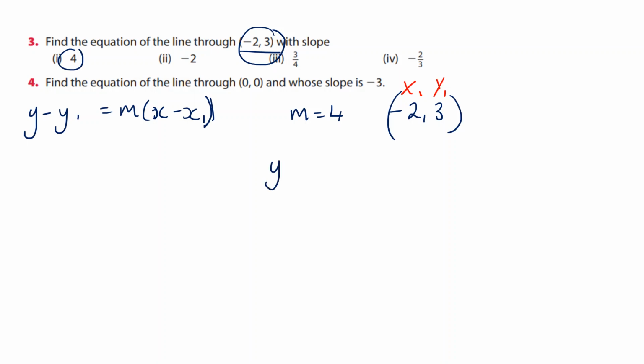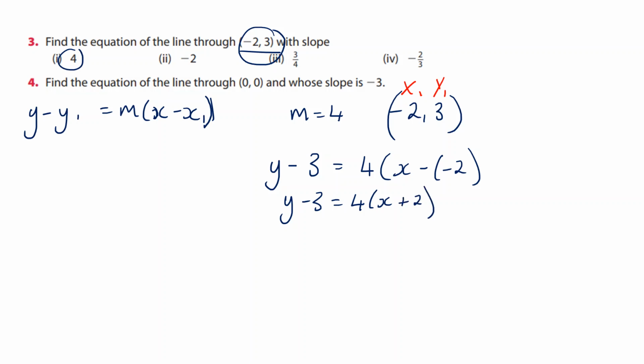We leave y as it is, and we say y minus y1, which is 3. So y minus 3 is equal to m, which is 4, times x minus x1, so minus 2. And again, whenever you have a minus coordinate, put it inside a bracket. So that's going to give us y minus 3 is equal to 4 times x minus minus 2, which is plus 2. Now we're going to go ahead and expand our brackets. So y minus 3 is equal to 4x plus 8.